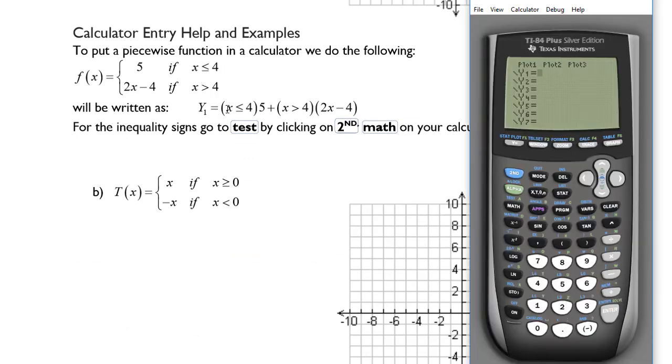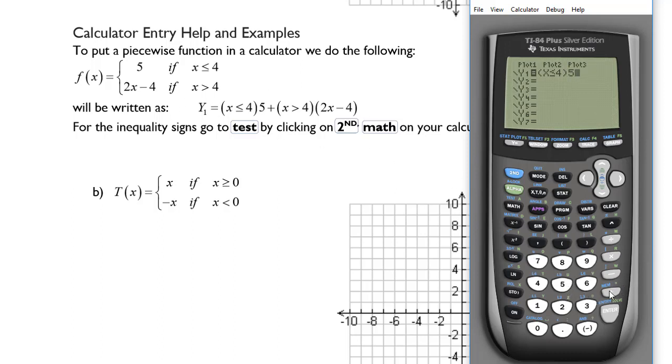You need to define the region, the input or domain value interval. So you do open paren x less than or equal to. That means you have to do second math to get the test button. And you need to arrow down to less than or equal to. Enter. We need less than or equal to 4. Close parenthesis. And then enter your rule for your function. In this case, it's 5.